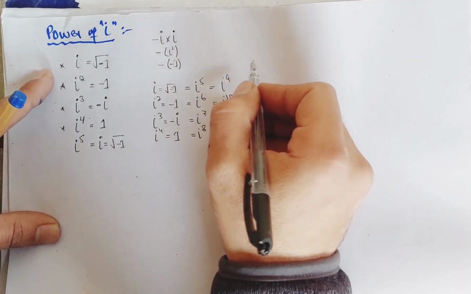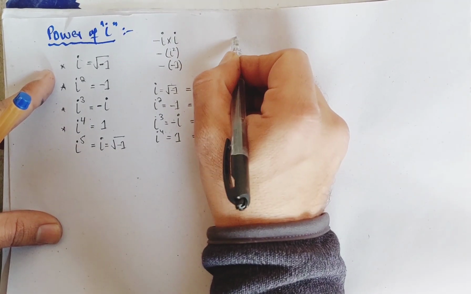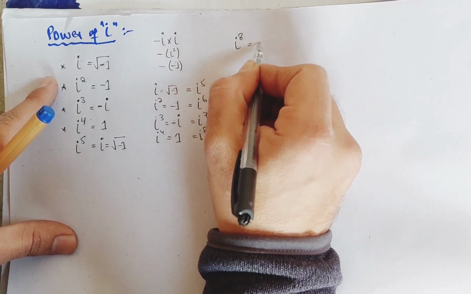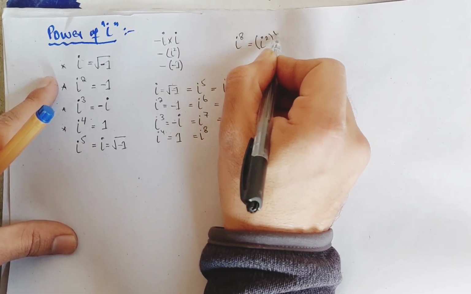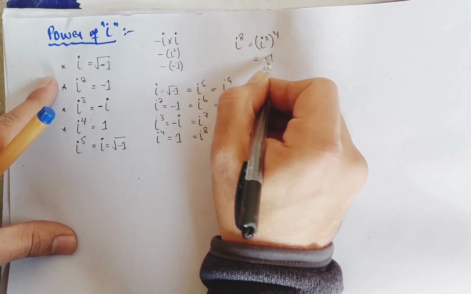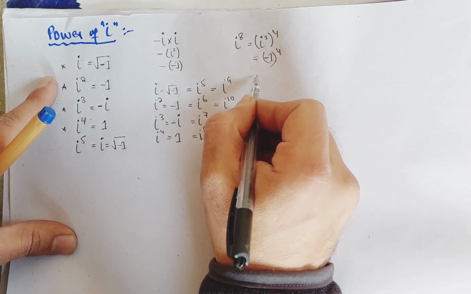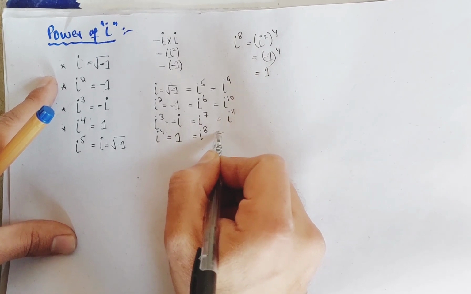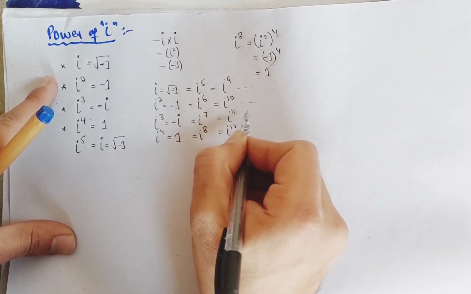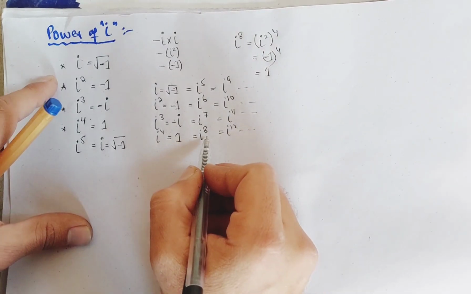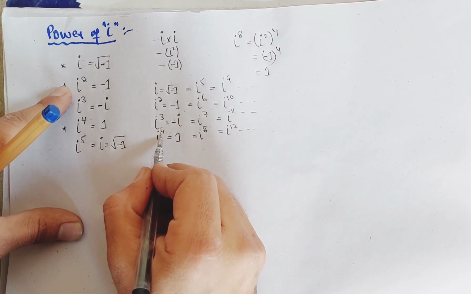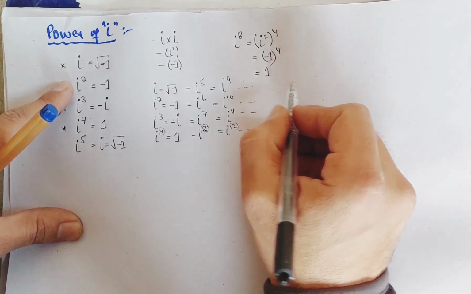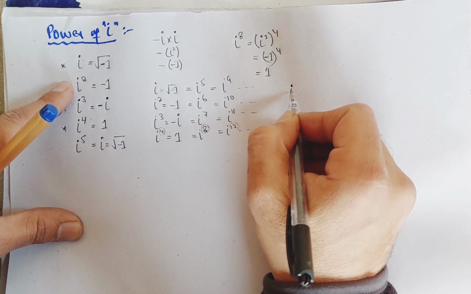So can I write it this way? 2 power 4, yes. Iota square is equal to minus 1, and if the power is even, you will get a positive answer. And yes, you can write 11, 12, and so on. So can I write, if a number is a multiple of 4? You can see here 4, 4 2s are 8, 4 3s are 12. So if the iota power is a multiple of 4, so 4n, this will give you 1.